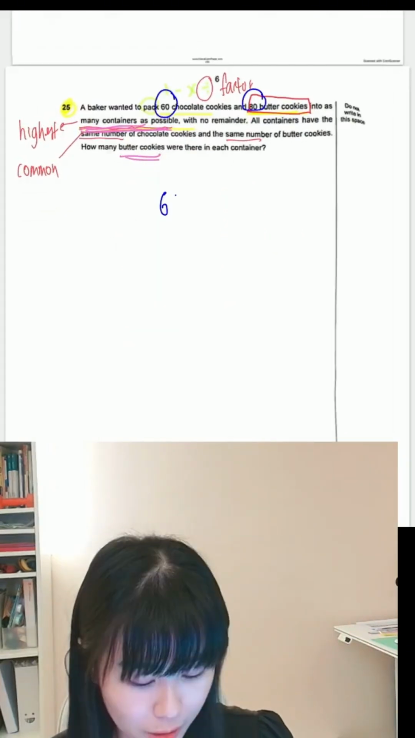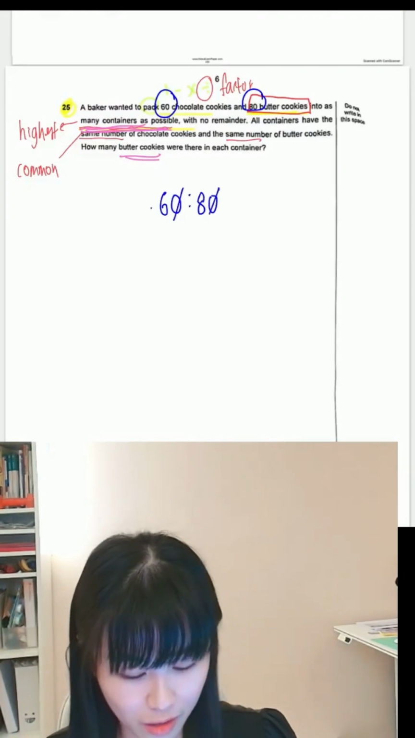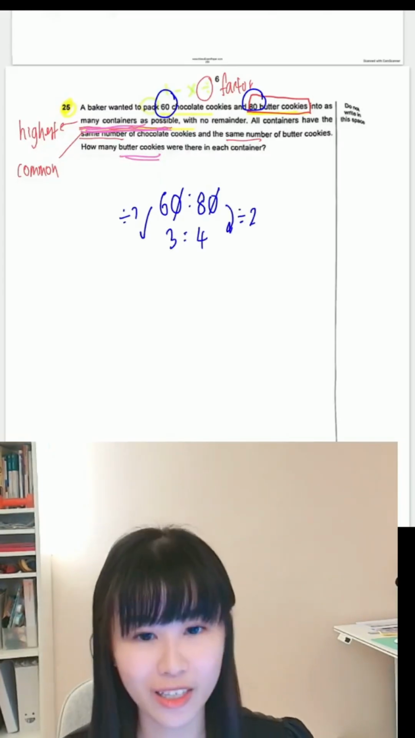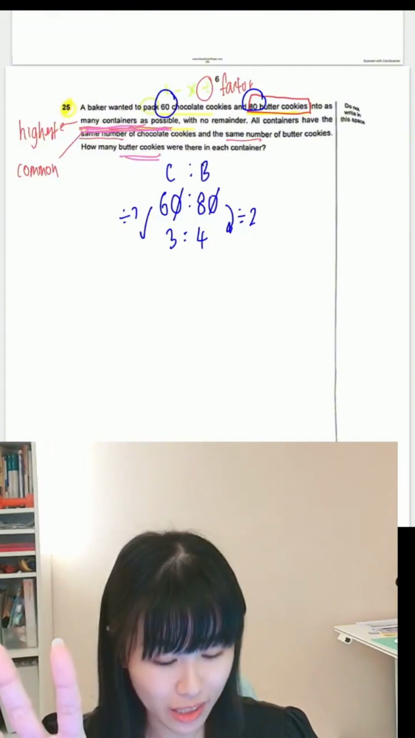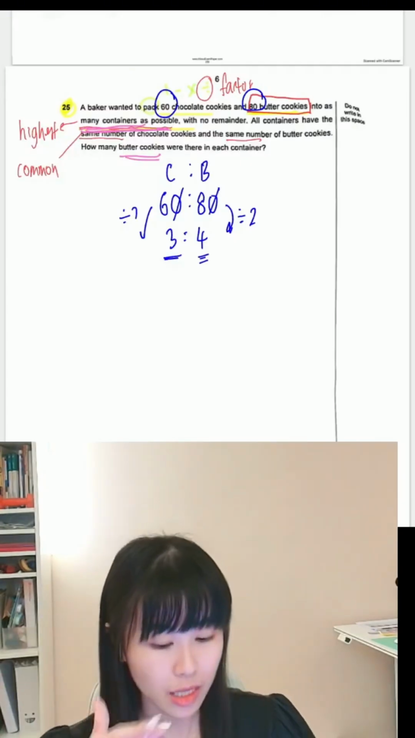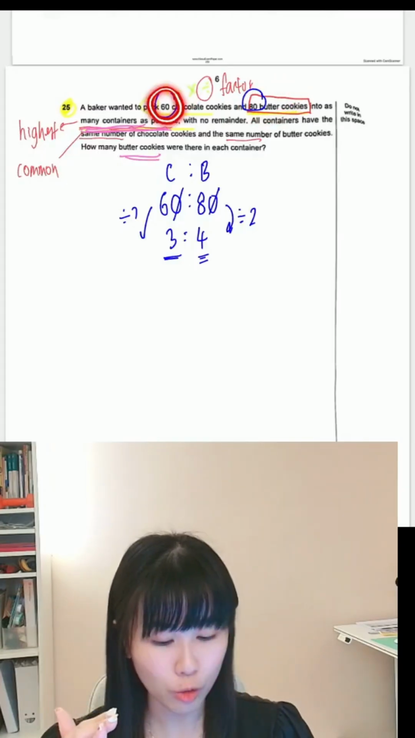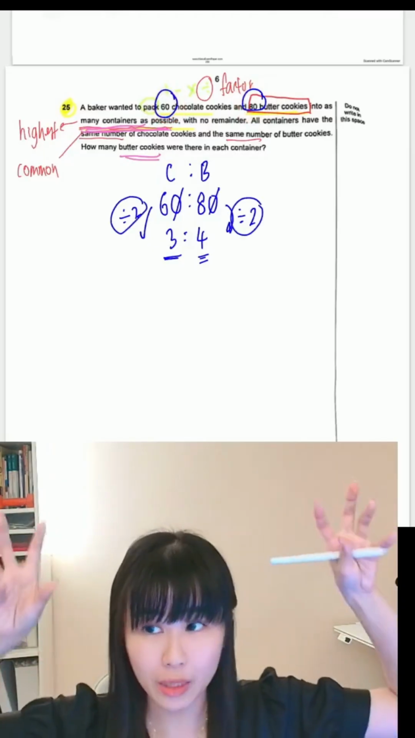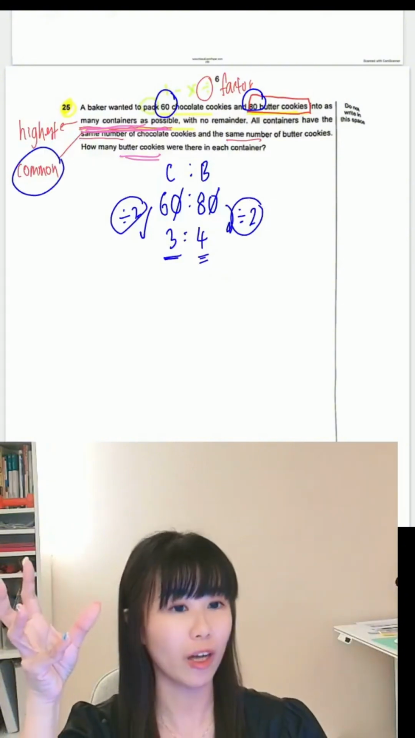60 to 80. Simplest form: divide by 2, divide by 2, 3 to 4. What does it mean? Chocolate to butter. So in every bag, you put 3 chocolate cookies, 4 butter cookies. Done. It is the same thing actually, because when we simplify it, we are still using the original numbers. When we simplify it, we divide by certain numbers. When we divide by a certain number, that number must be common, correct or not? And it must be the highest.